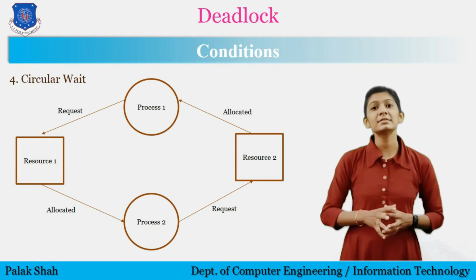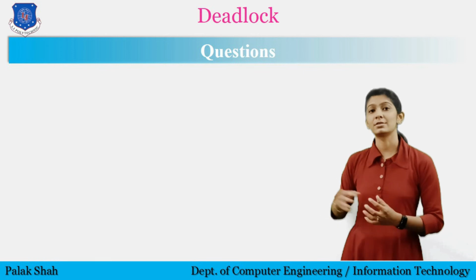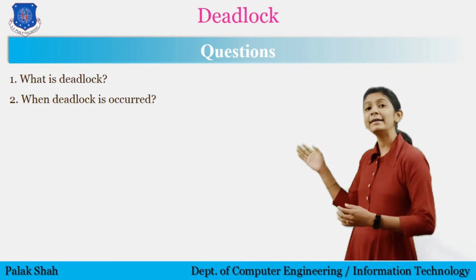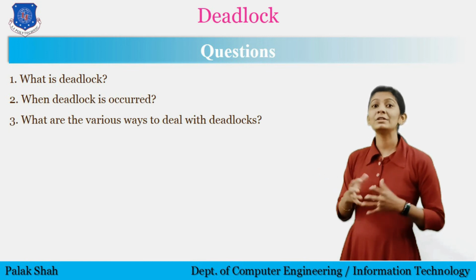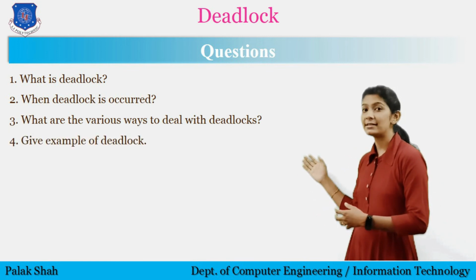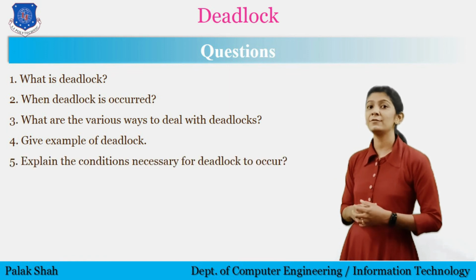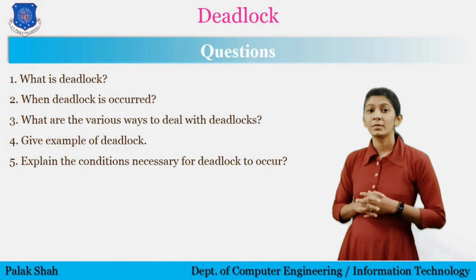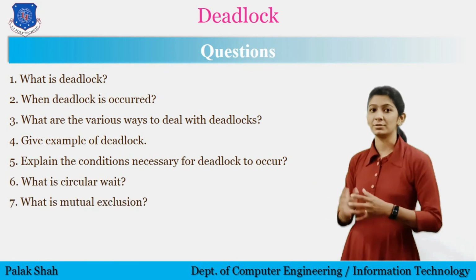Now we will see the important questions on deadlock. First question: what is deadlock? When deadlock occurs, what are the various ways to deal with it? Give an example of deadlock. Explain the conditions necessary for deadlock to occur. What is circular wait? What is mutual exclusion?